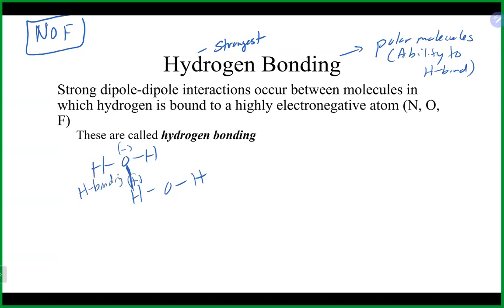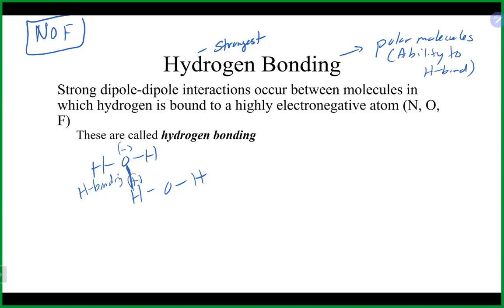Things that can hydrogen bond tend to have pretty high boiling points and melting points because of that really strong intermolecular force. You typically would expect them to have a higher boiling or melting point than something using some other type of intermolecular force.